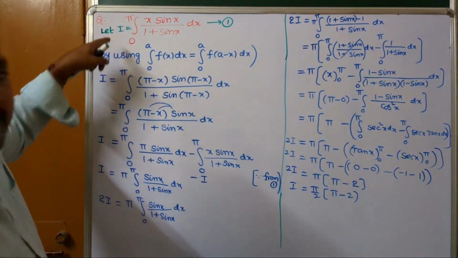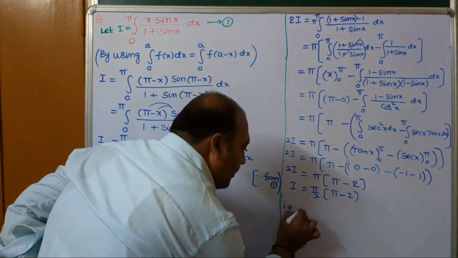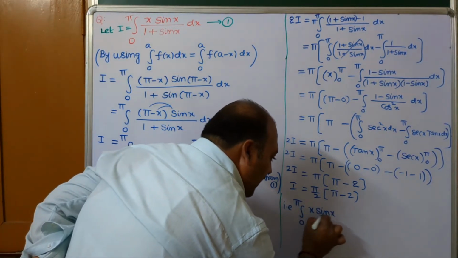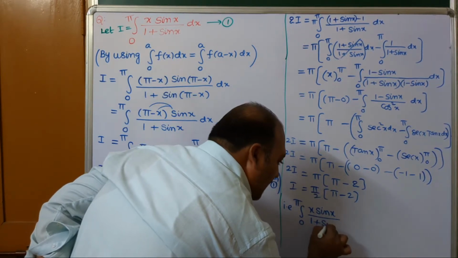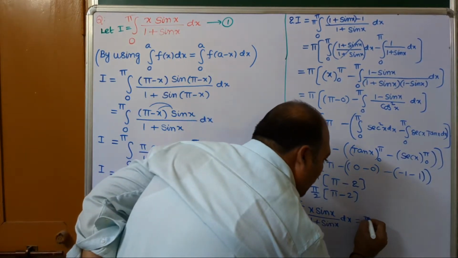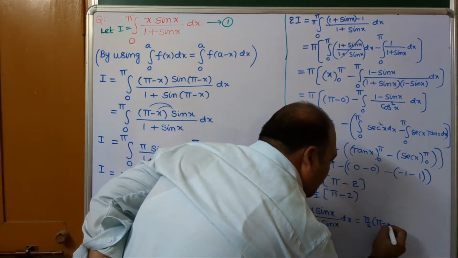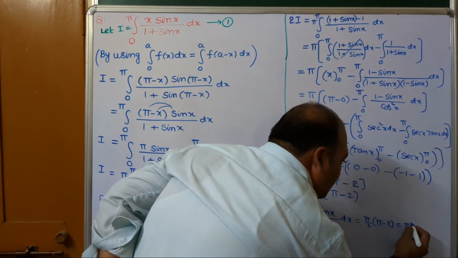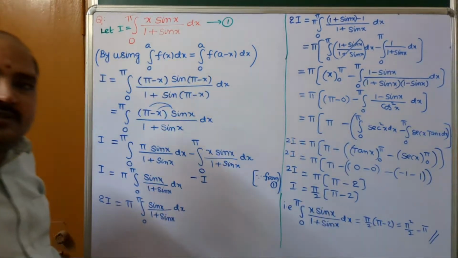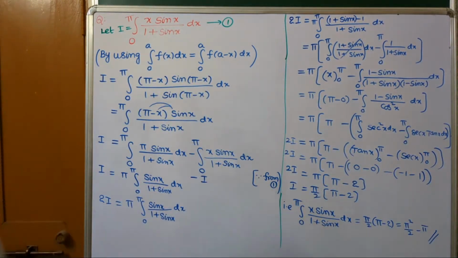What is I? The given integral. That is integral 0 to pi of x sin x divided by 1 plus sin x into dx, which is equal to pi by 2 into (pi minus 2), or pi square by 2 minus pi. Both answers are correct, dear students. Any one of them they will accept. Even in the objective questions also, they ask this question a number of times.